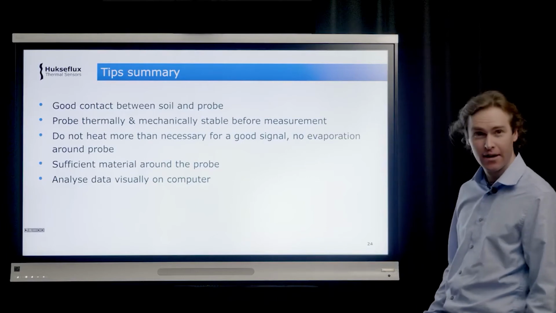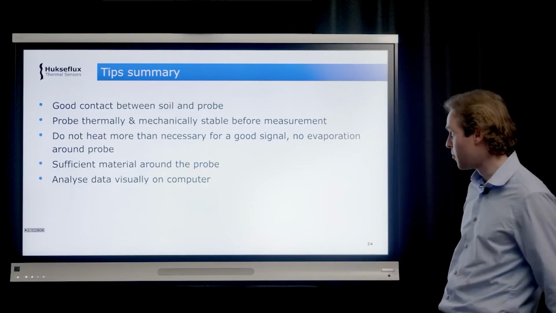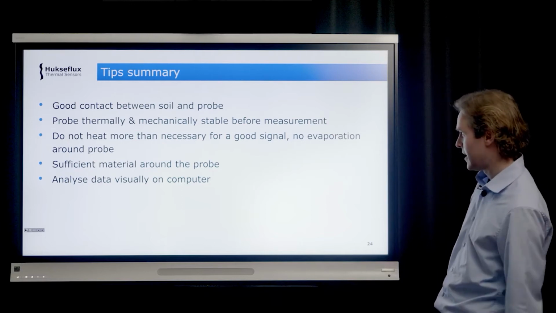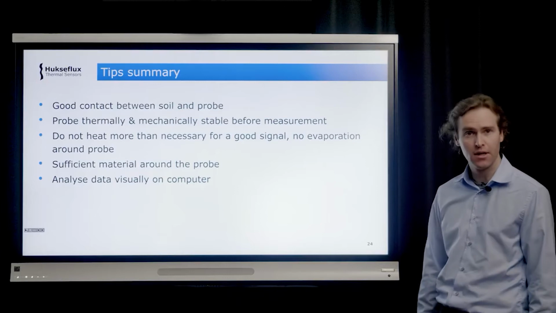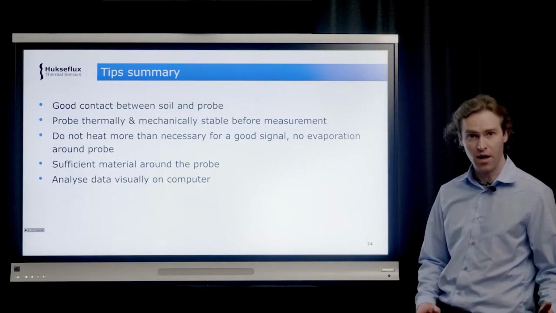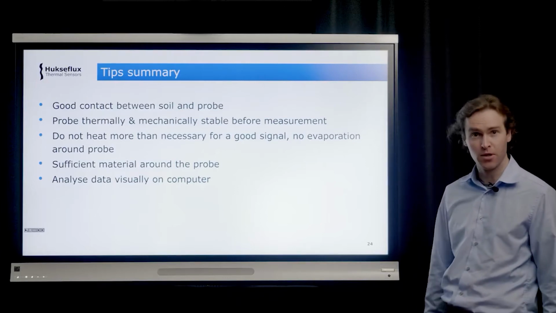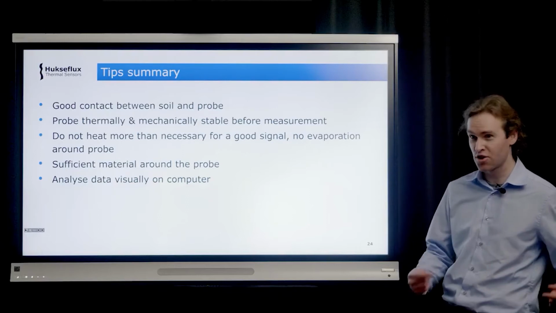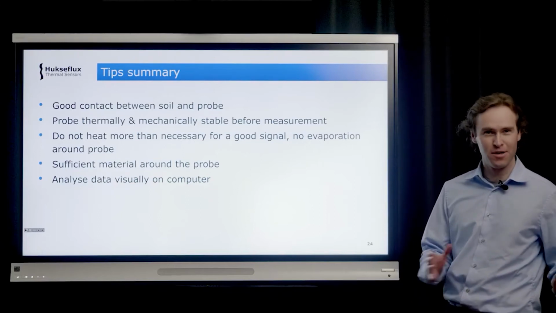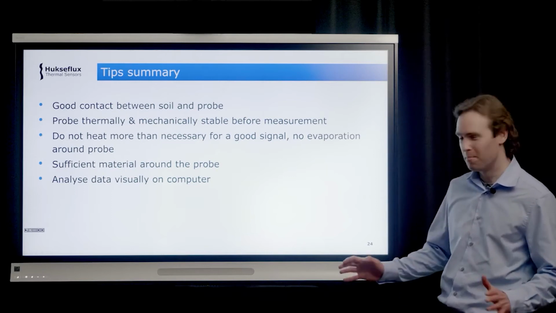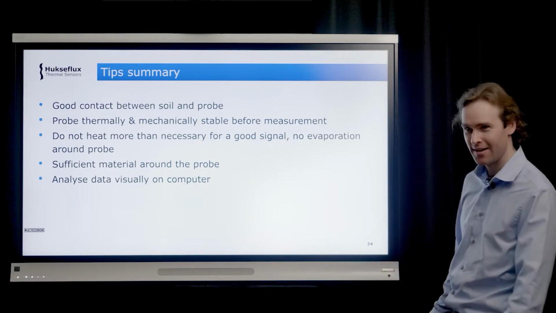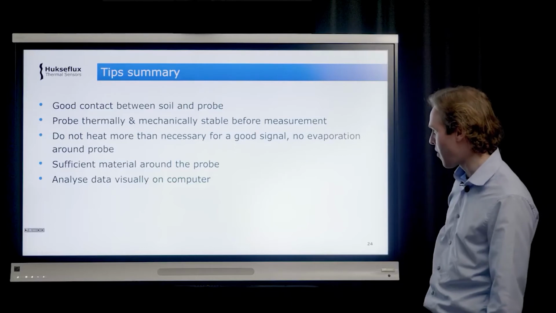Make sure that the material around the probe is sufficient. And it's always useful to analyze your data visually on a computer after the measurement. Most measurement devices will calculate an initial preliminary result for the thermal conductivity, but it's always good to look at your data and see if something went wrong.